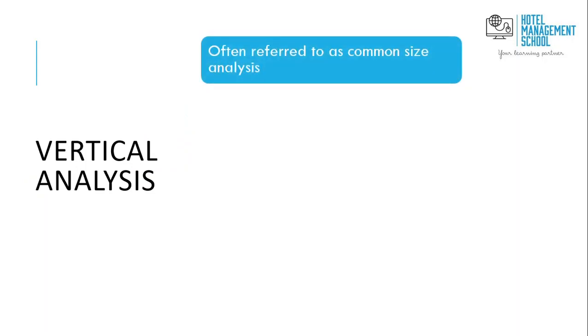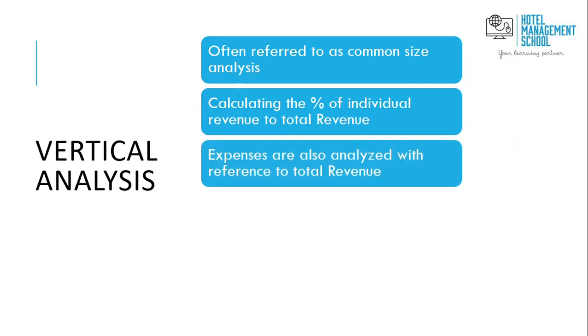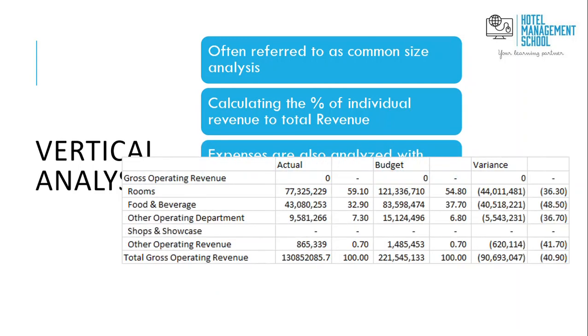The other way was the vertical analysis, commonly referred to as a common size statement. It calculates the percentage of individual revenue to the total revenue, and then expenses are also analyzed as a reference to the total revenue. So here is an example. This column will be considered as common size, where everything is translated into 100% of the revenue.